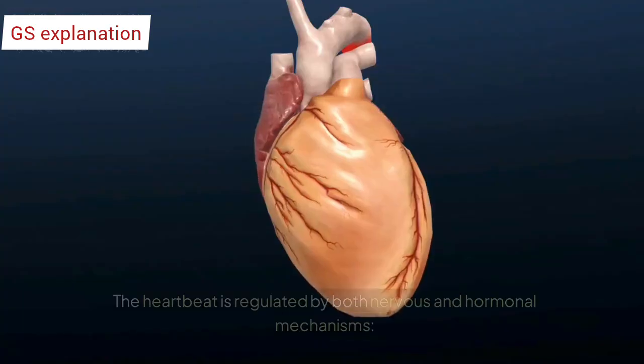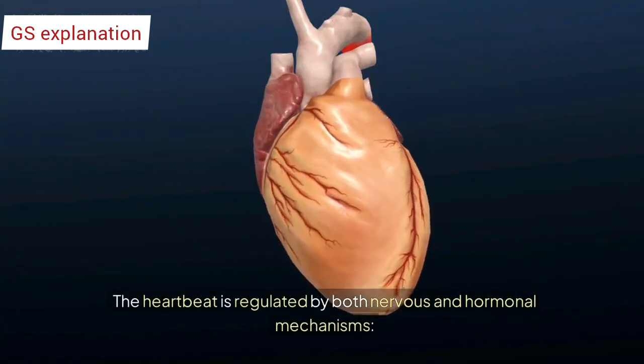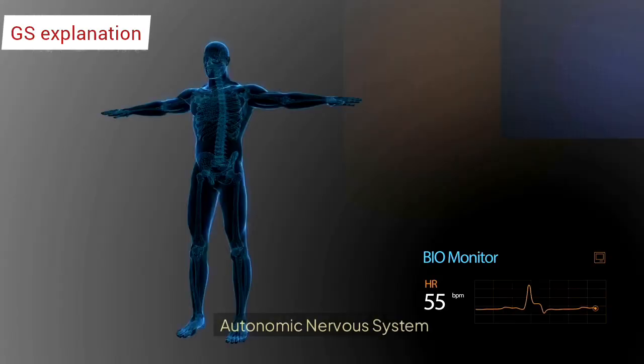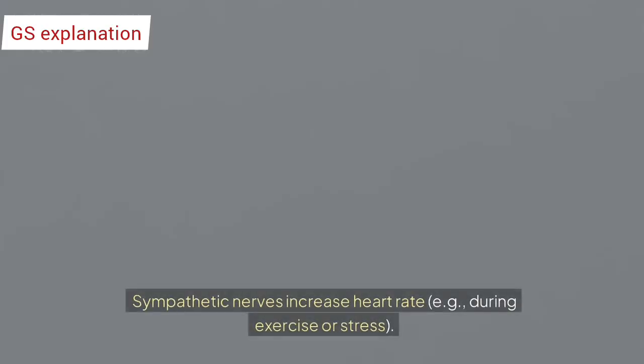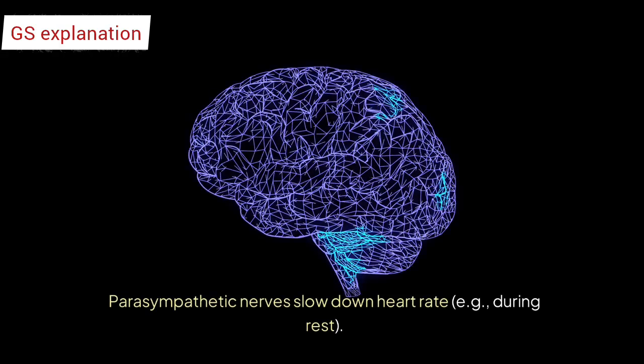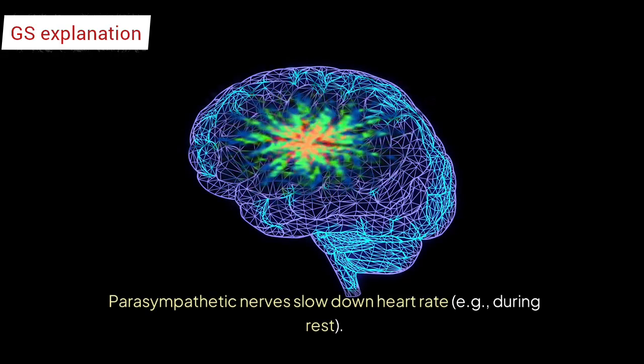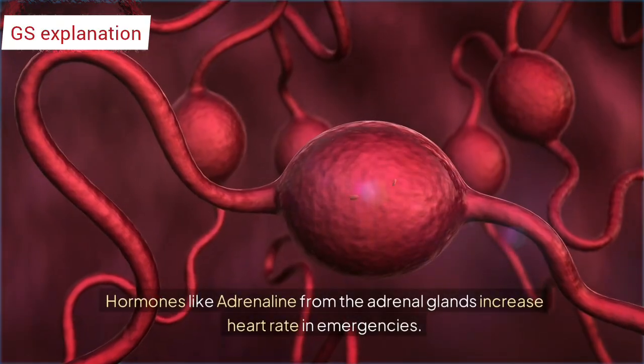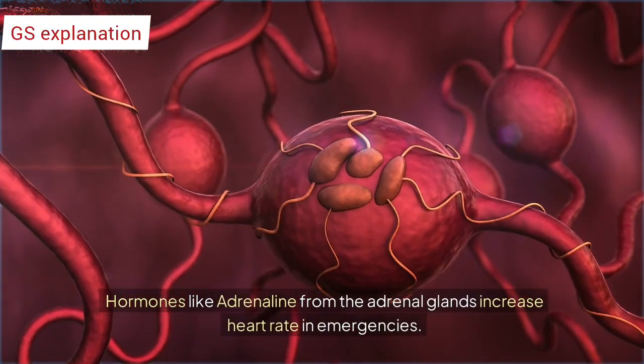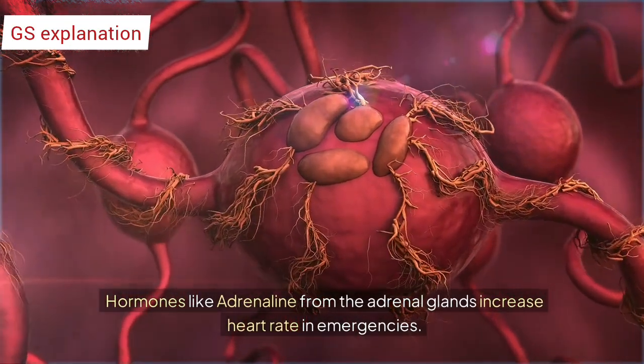Regulation of heart rate. The heartbeat is regulated by both nervous and hormonal mechanisms. Autonomic nervous system. Sympathetic nerves increase heart rate, e.g., during exercise or stress. Parasympathetic nerves slow down heart rate, e.g., during rest. Hormones like adrenaline from the adrenal glands increase heart rate in emergencies.